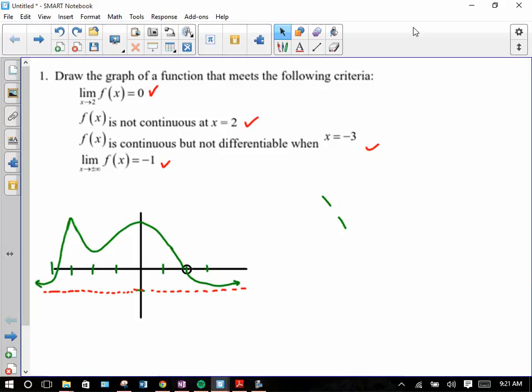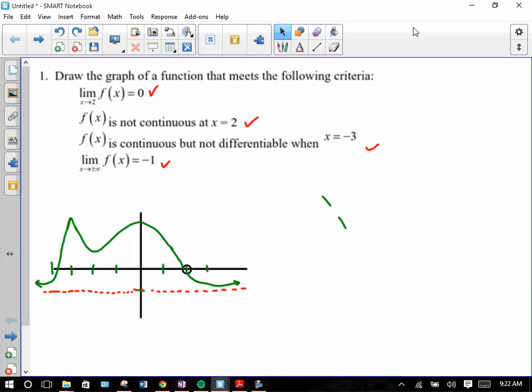Now, what about differentiable? What must be true about differentiable? Differentiable means you can take the derivative. So what must be true about the left hand derivative and the right hand derivative? They must be equal to each other on the left hand and right hand side. That means the slopes must be equal. If this side has a positive slope and this side has a negative slope, then it's not going to be differentiable.